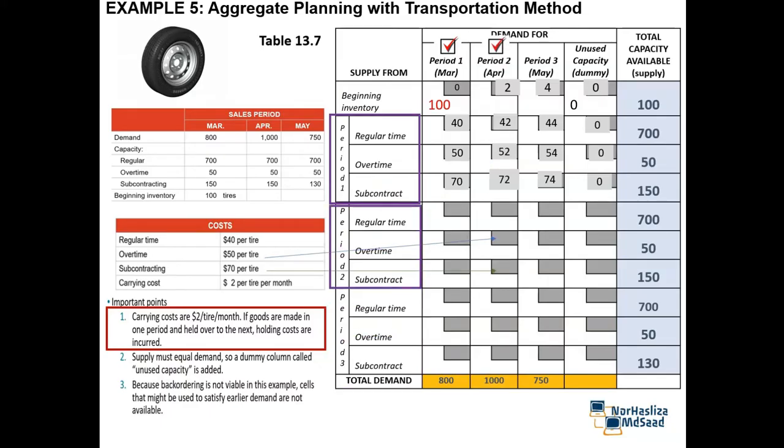Now is period 2. The regular time starts at period 2. First is 40 and the next period should be 42. Zero for unused capacity. For overtime in period 2 is 50, the next period 52, and zero for unused capacity. For subcontracting, the first period is $70 and the next one we need to increase another $2 becomes 72, and zero for unused capacity. Now we finish period 2. Next is period 3 and it begins here. For regular time 40, overtime 50 and subcontracting 70. And each of these has zero unused capacity.